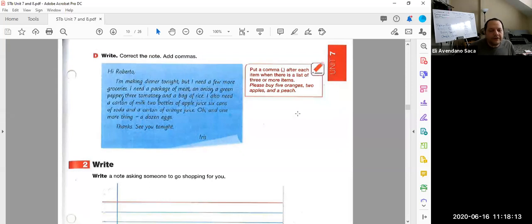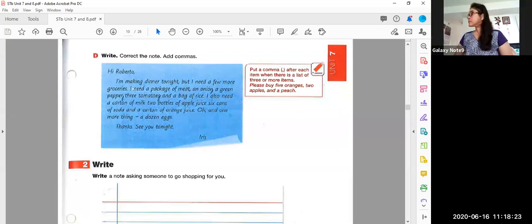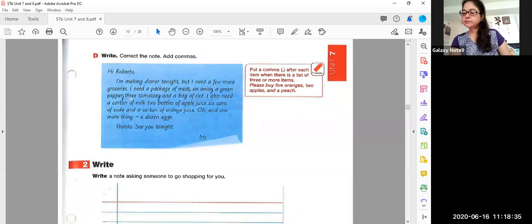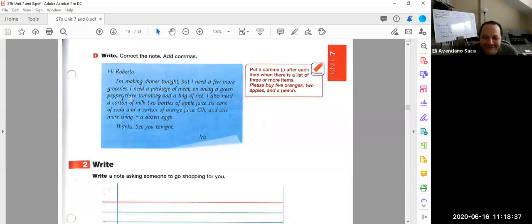So I want you to correct this. Tell me. So I need a package of meat, comma, come on guys, an onion. Ay, si esto ya está corregido, no se lo borré. Ah, yeah. Okay. So, aquí está el exercise, right? So, we need to add the commas, okay? But, se me olvidó borrarlo, así que ni modo, ahí está.